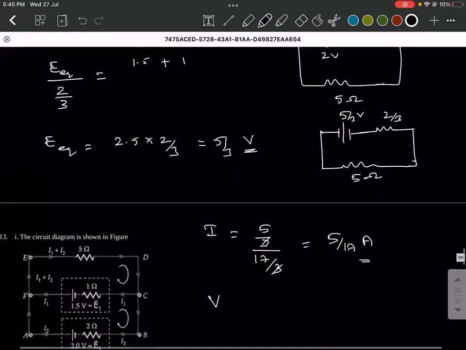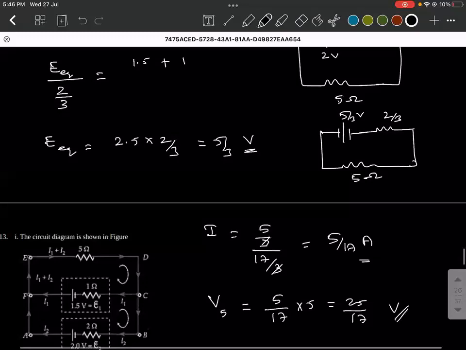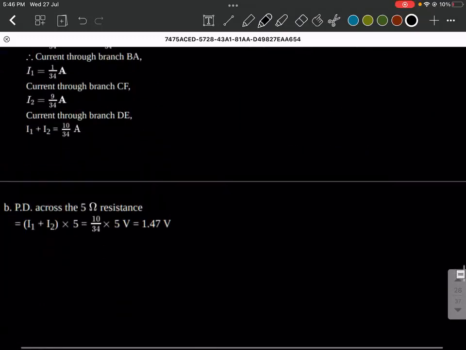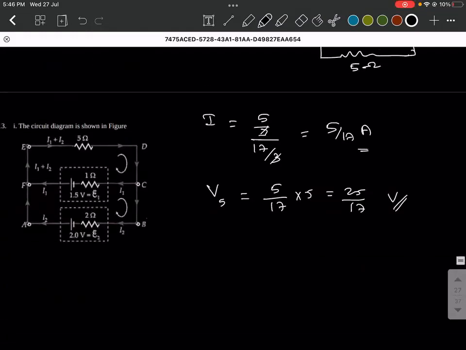So potential drop will be equal to what? V5 is equal to 5 by 17 into 5. That will be 25 divided by 17 volt. Let's check if it is 1 point something. 1.47. So it is 1.47 volt, correct only.